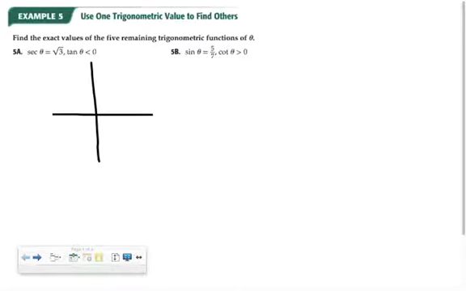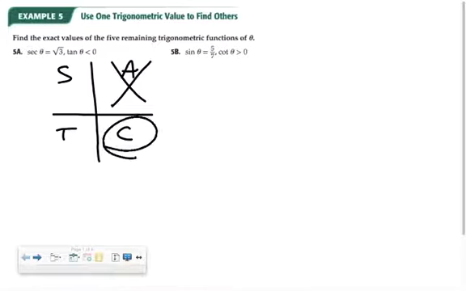In the coordinate plane, we know that all of them are positive in quadrant 1. All advanced students take calculus. So all of them are positive in quadrant 1, so I know my angle isn't in this quadrant. My secant is positive, so it's the same as the cosine, so it's got to be in this quadrant. And in this quadrant, the tangent will also be negative there, so we're good. We know where our angle is going to be.